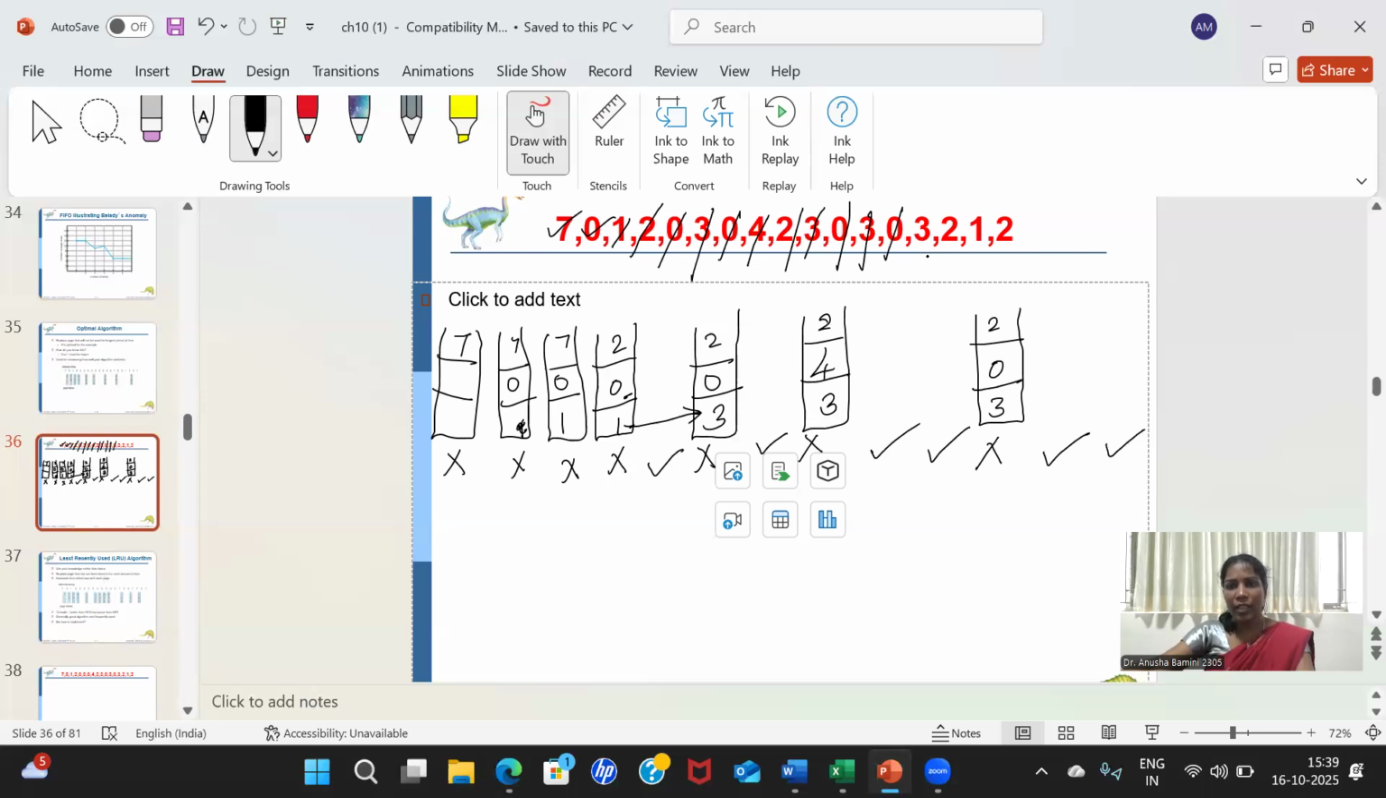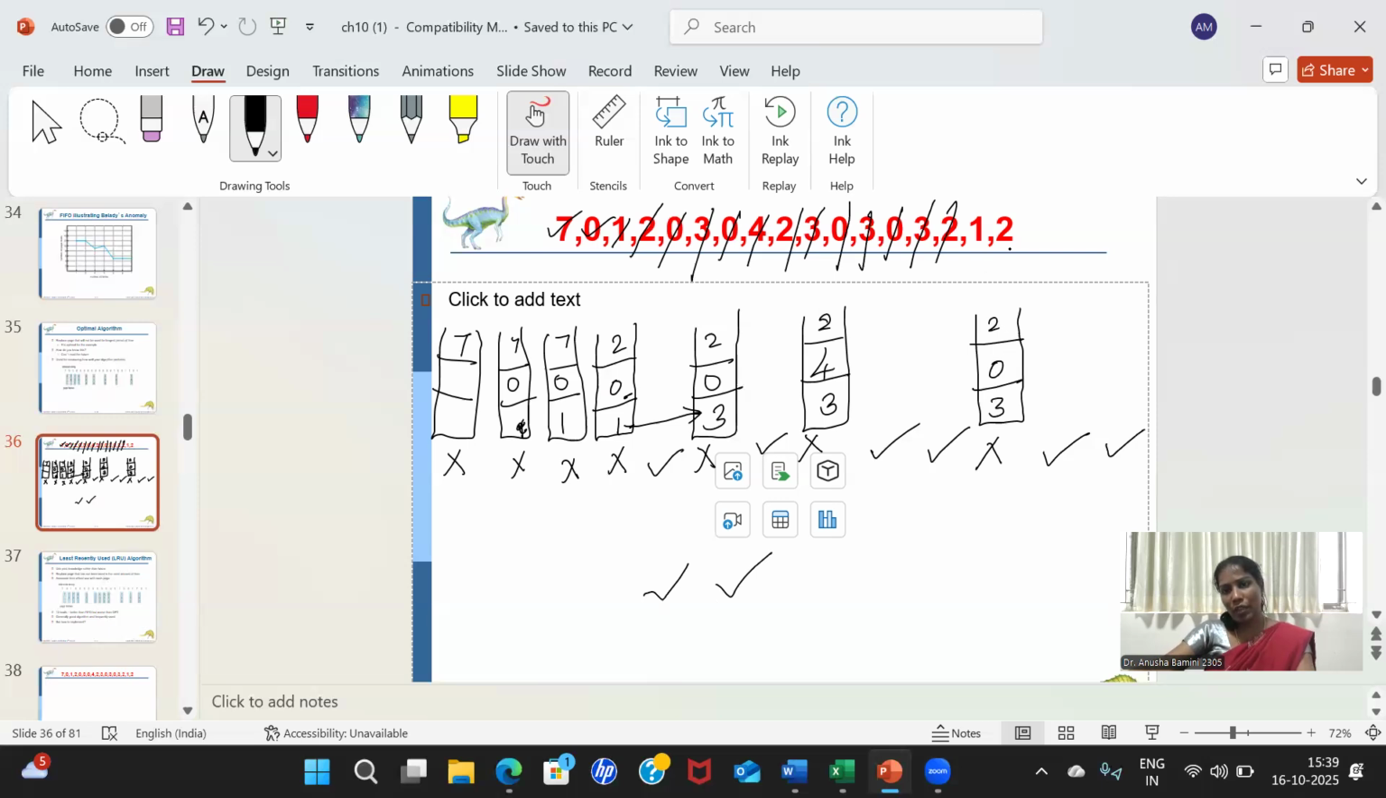Okay, next is again 3. 3 is available, so page hit. 2 is available, page hit. Then 1 is not available. Okay, so I want to check here.